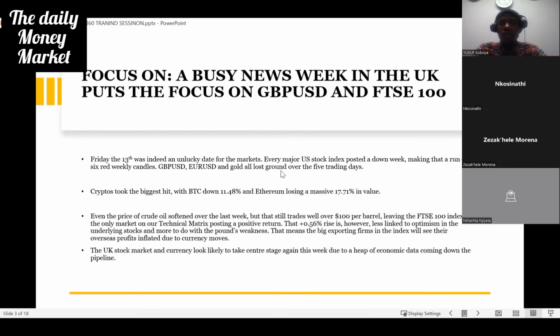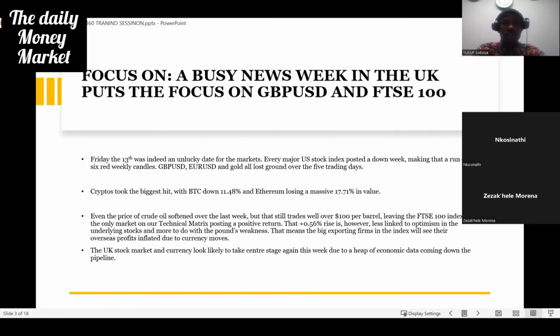Every major US stock index posted a down week, making a run of 6 red weekly candlesticks, and gold also grounded over the 5 trading days. Cryptocurrencies also took the biggest hit, with BTC down 11.48%. Ethereum the same. If you go on a chart right now, you see Bitcoin has dropped 11.48%, including Ethereum as well.